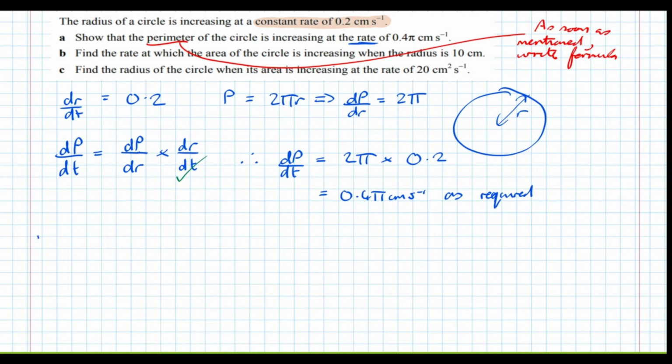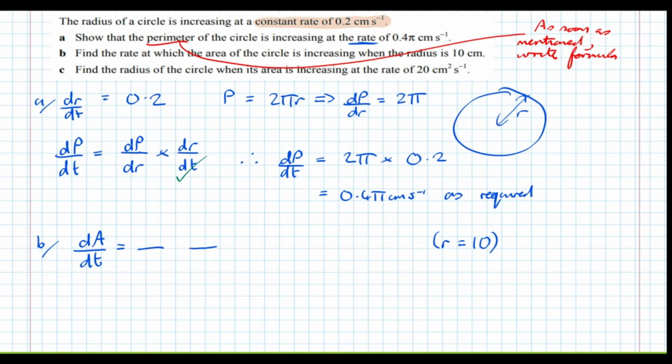So part B will give us a chance to do that again. So find the rate at which the area, okay, what we need now, the rate at which the area. So before I've read the rest of the question, I'm writing down exactly what I need to find. The rate at which the area of the circle is increasing when the radius is 10. So I'm given some extra information, r equals 10. I haven't got a formula connecting A and t.